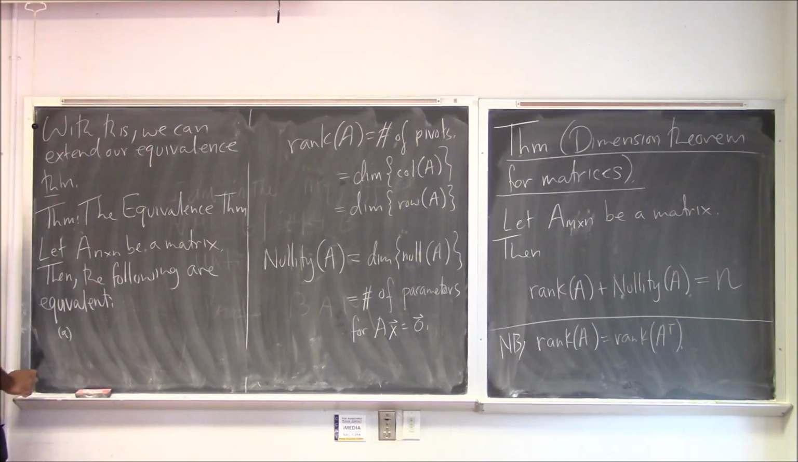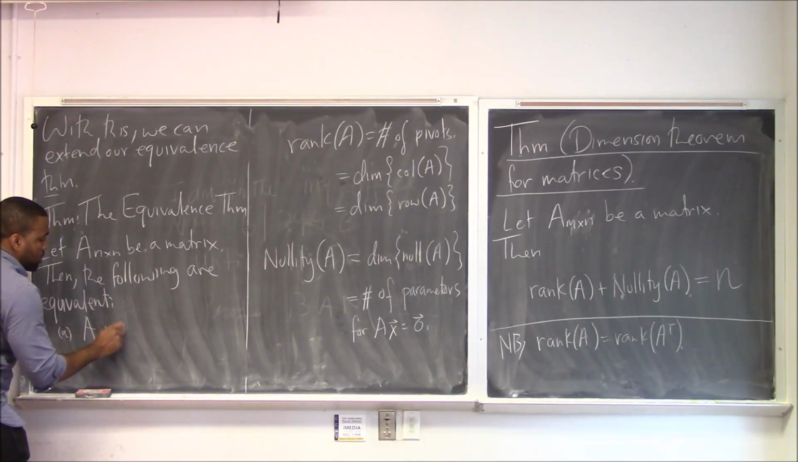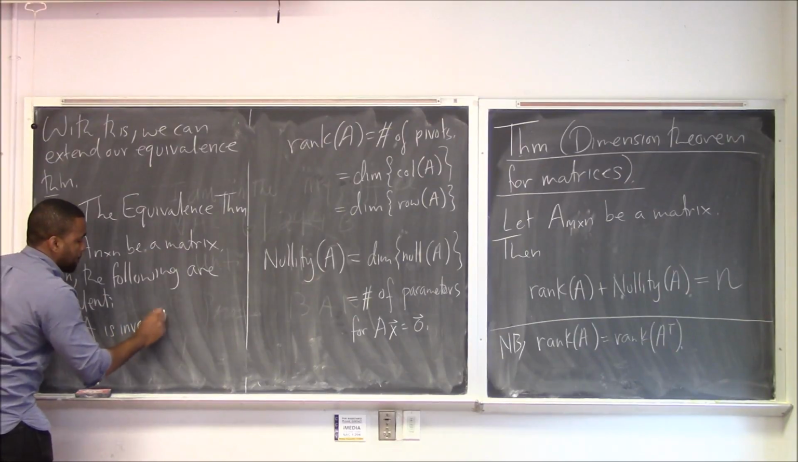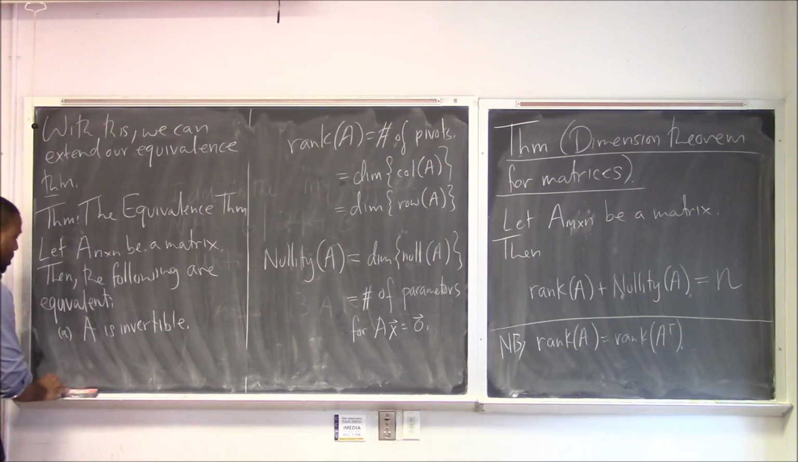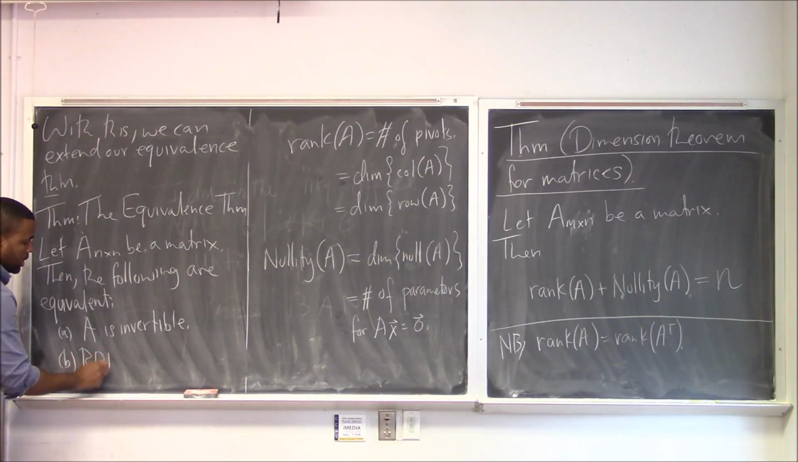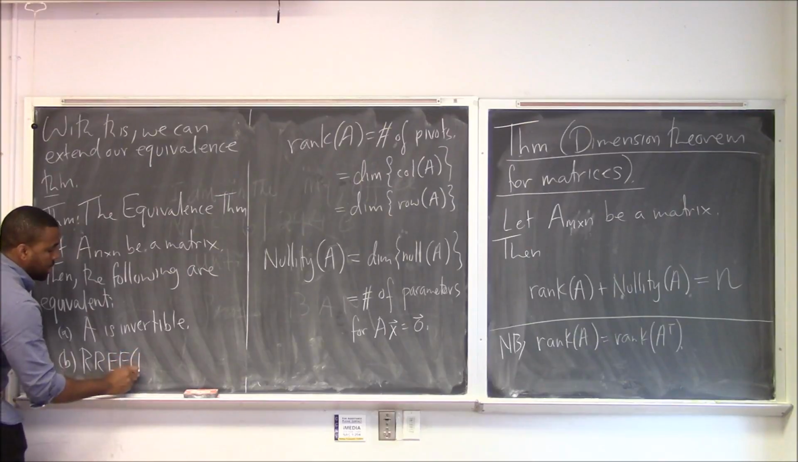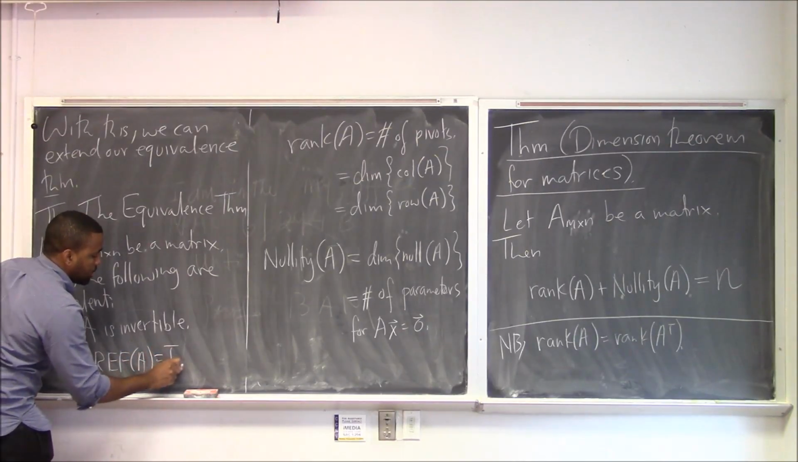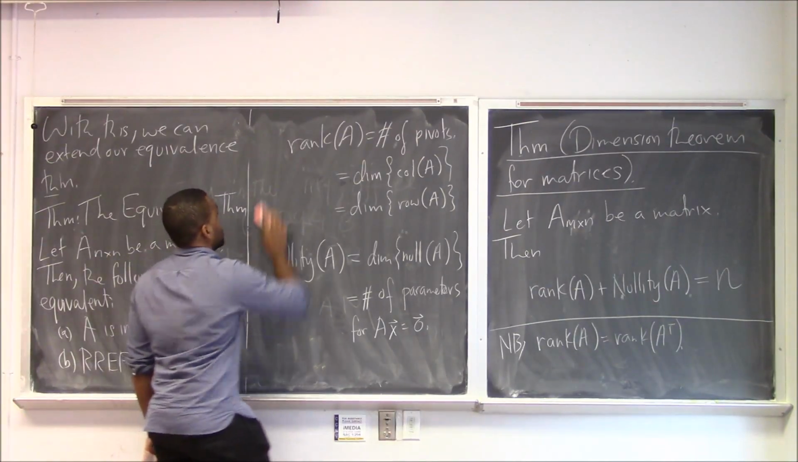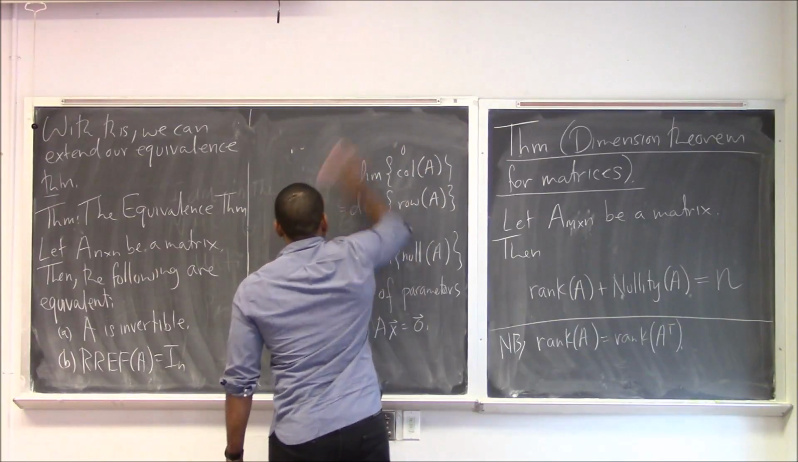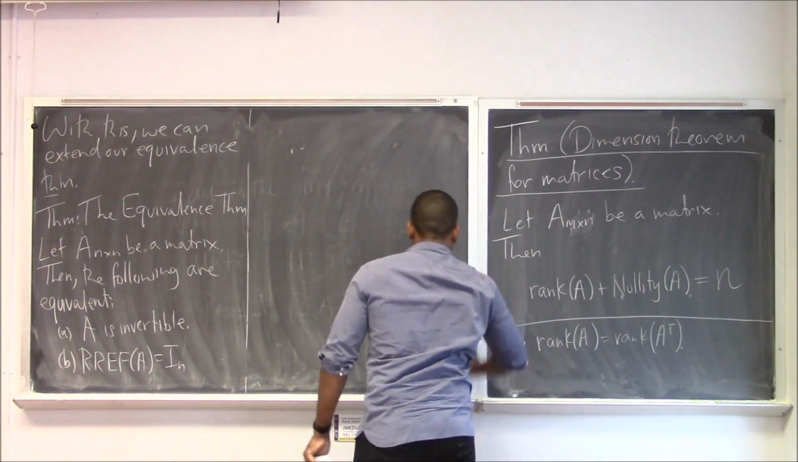Letter A, and we start with: A is invertible. B. Another thing you can tell me about this theorem. You're already at this: the reduced row echelon form of A is the identity. Something else you can tell me? The determinant is not 0. The determinant will not be 0.